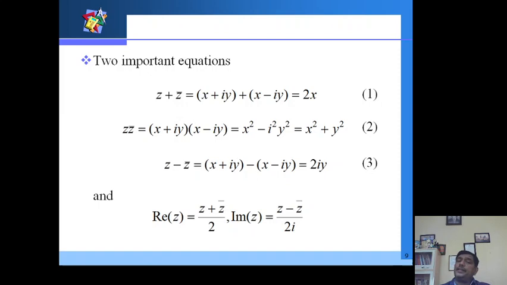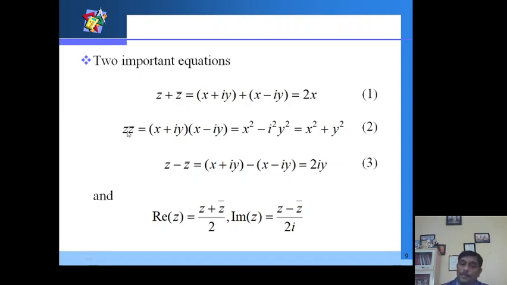There are some important relationships of complex numbers. A number is multiplied with its conjugate, and the number is added with its conjugate. What happens? We can see here. Here z plus z bar: z is x plus iy, which we have chosen, and z bar is x minus iy. If you add z plus z bar, it is equal to 2x, which is a purely real part, real only.